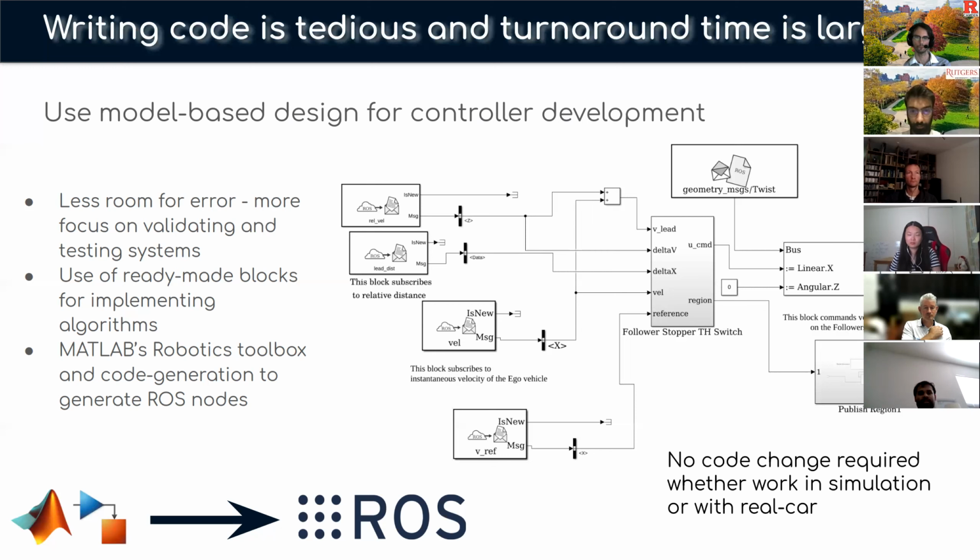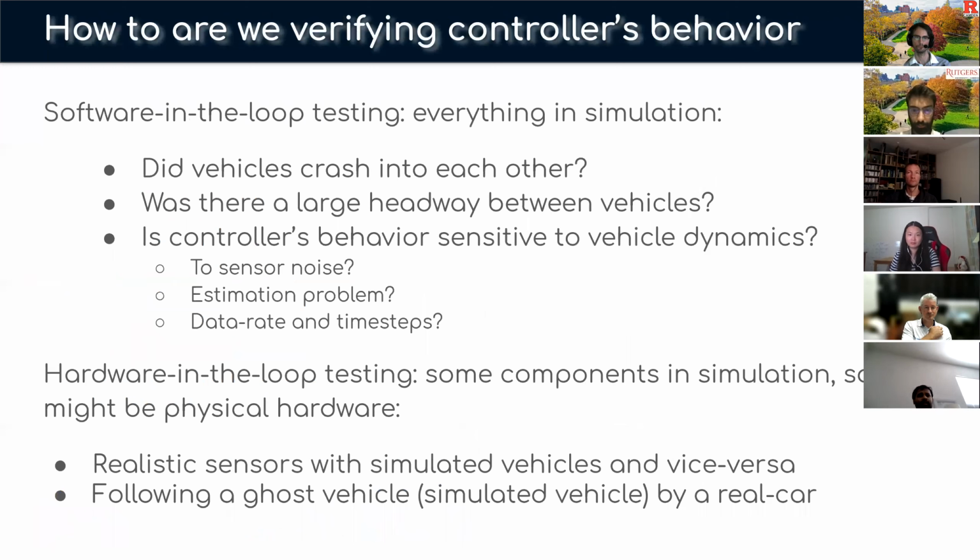So if you know that things have worked in the simulation really well, then you expect that there should not be any issues in terms of the integration and the deployment. How do we verify the controller behavior is also a big question, because mathematics is good, but we also want real world statistics. The first thing that we care about in our field is safety. We don't want vehicles to crash into each other.